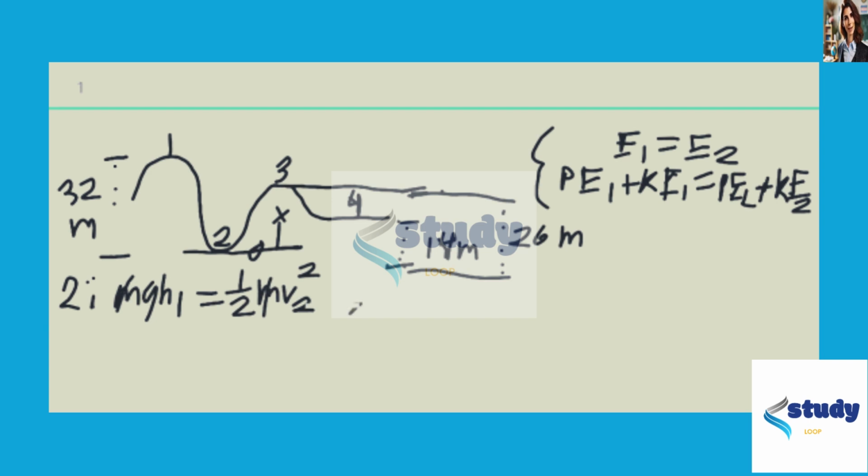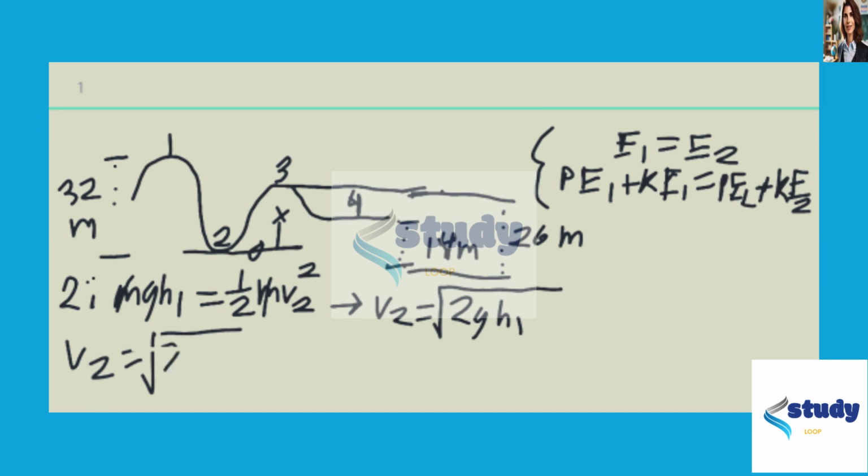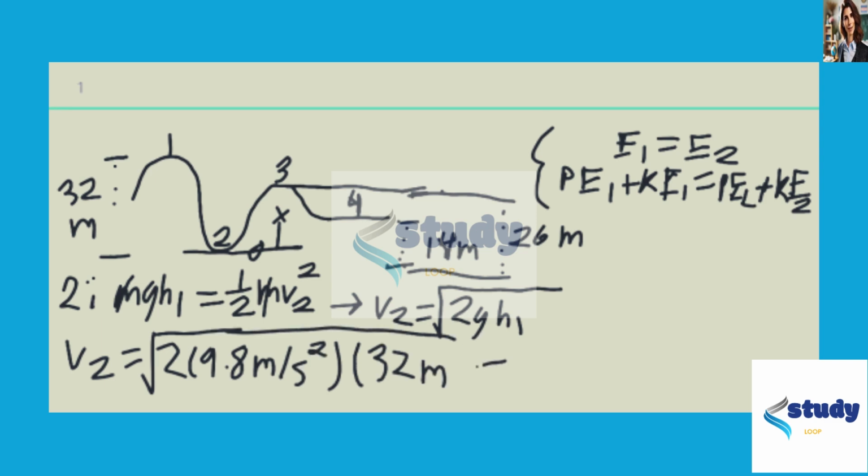And solve this equation for V2, and you get V2 equals the square root of 2gh1. Plug in our numbers. 2 times 9.8 meters per second squared. H1 we're given as 32 meters. Plug that into your calculator, and you get 25 meters per second. That's the speed at point 2.